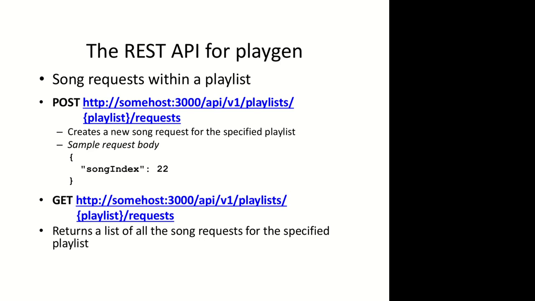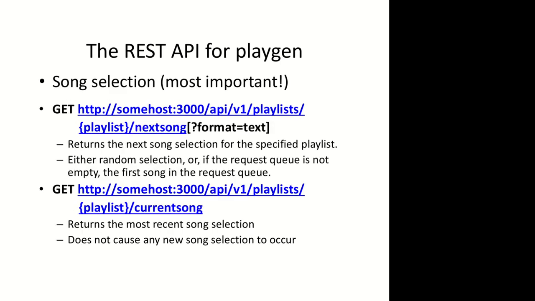You can issue a POST request and include in your request body the index number of a song within that playlist that you would like to have become an on-demand request, and it will be the next song that's played, temporarily suspending the random selection. You can retrieve a list of all the requests right now, and my web UI uses this so I can see a table of the current songs that are in the request queue.